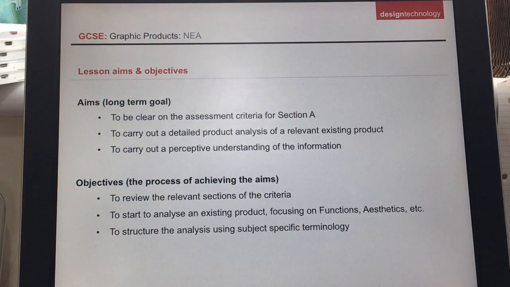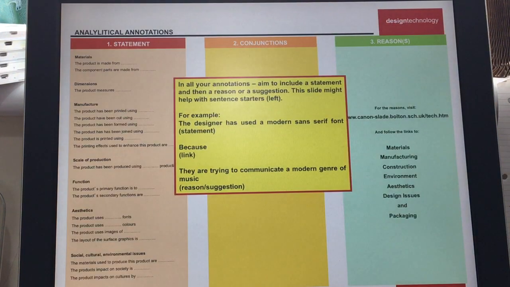So the lesson aims are here. Again, you've got to be clear on the assessment criteria for section A. Then we're looking at a detailed product analysis, so it's a continuation. On the PowerPoint I've sent you, there's this slide relating to the structure of your annotations.